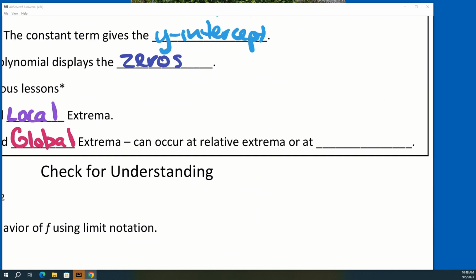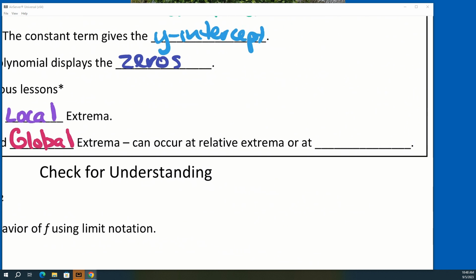And just one thing to keep in mind, and this is going to come up on one of our examples, is that the global extrema occur at the relative extrema or at the endpoints of the interval. So sometimes you just have part of the domain that you're using, and that very highest or very lowest a lot of times occurs at the endpoints.